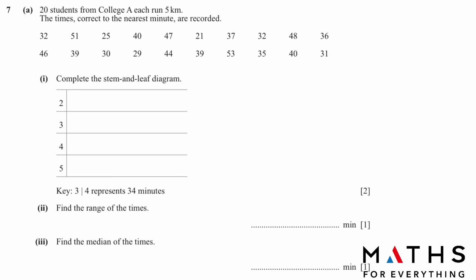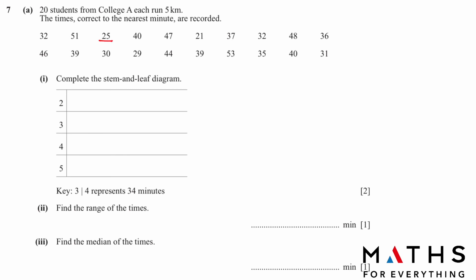Question number 7A. 20 students from college A each run 5 kilometers. The times correct to the nearest minute are recorded. Complete the stem and leaf diagram. Key is given to us. Always we have to look at the key. 3-4 represents 34 minutes.